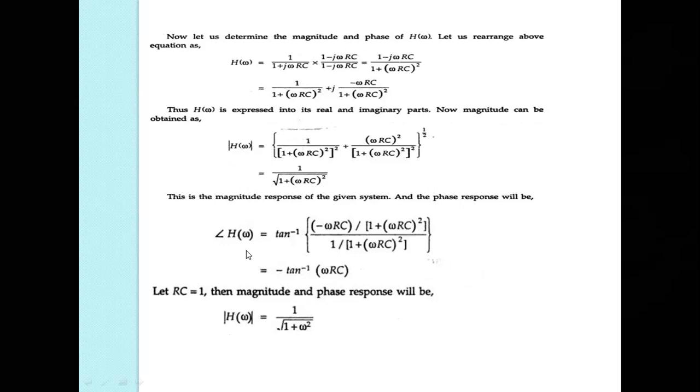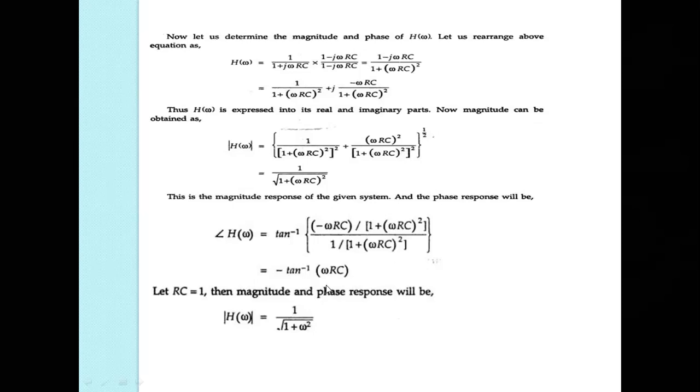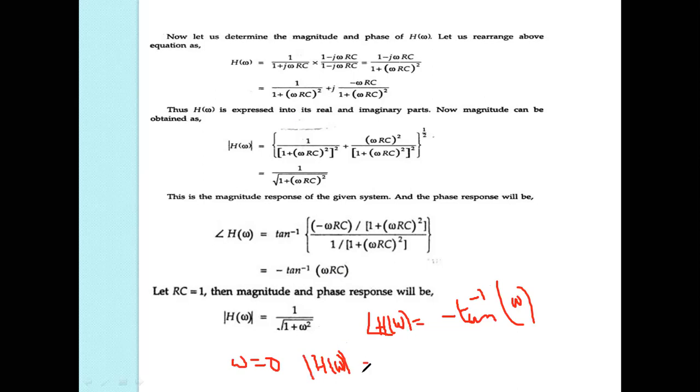What is the magnitude here? RC is equal to 1, so it is 1 by the square root of 1 plus ω. And the phase, when RC is equal to 1, the angle of H of ω is equal to minus tan inverse ω. So take ω equal to 0. What happens at ω equal to 0? The magnitude of H of ω is equal to 1, and the angle of H of ω is equal to minus tan inverse 0, which is 0.